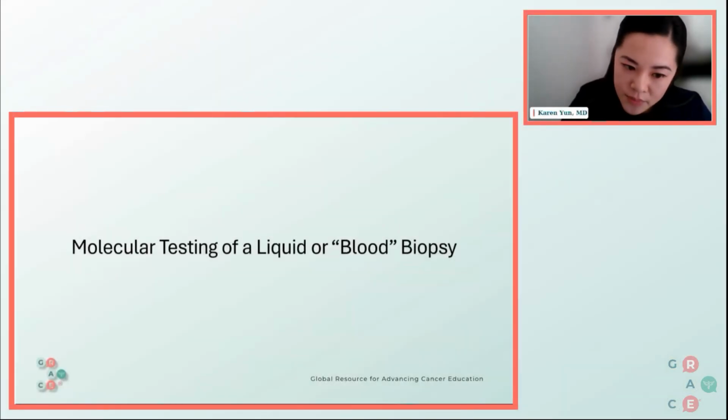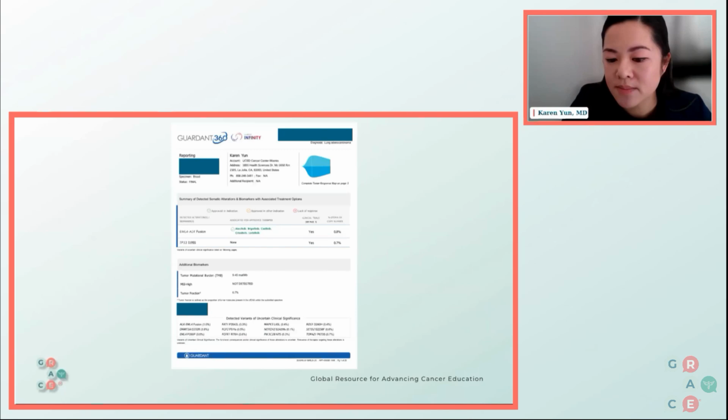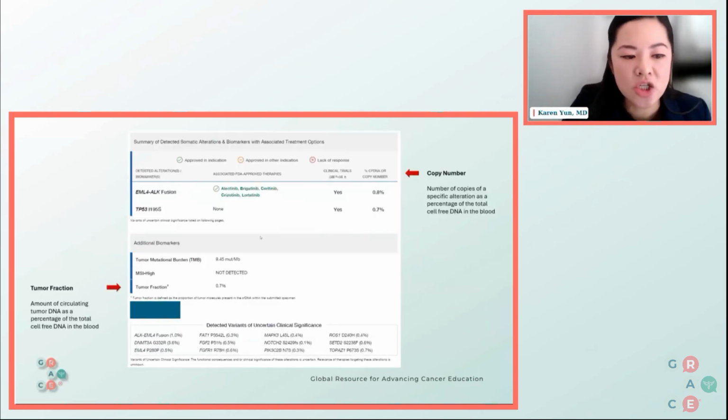So that was an example of a molecular testing report in someone who got a tissue biopsy. But what about someone who we did a liquid or blood biopsy on, meaning we did molecular testing on the blood? So here is an example of a patient who had molecular testing done in the blood. Similar to the tumor biopsy report, this is a summary page highlighting the molecular alterations that were found in the blood. So this patient had an ALK fusion.